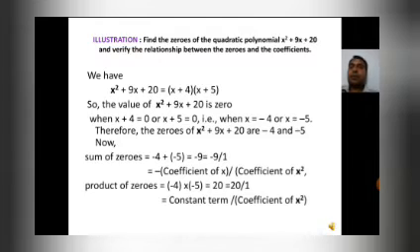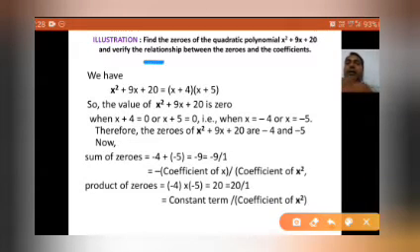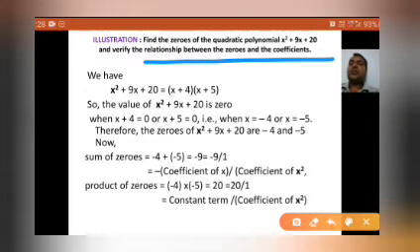Now let us discuss the problems on the relation between zeros and coefficients. Find the zeros of the quadratic polynomial x square plus 9x plus 20 and verify the relationship between the zeros and coefficients.